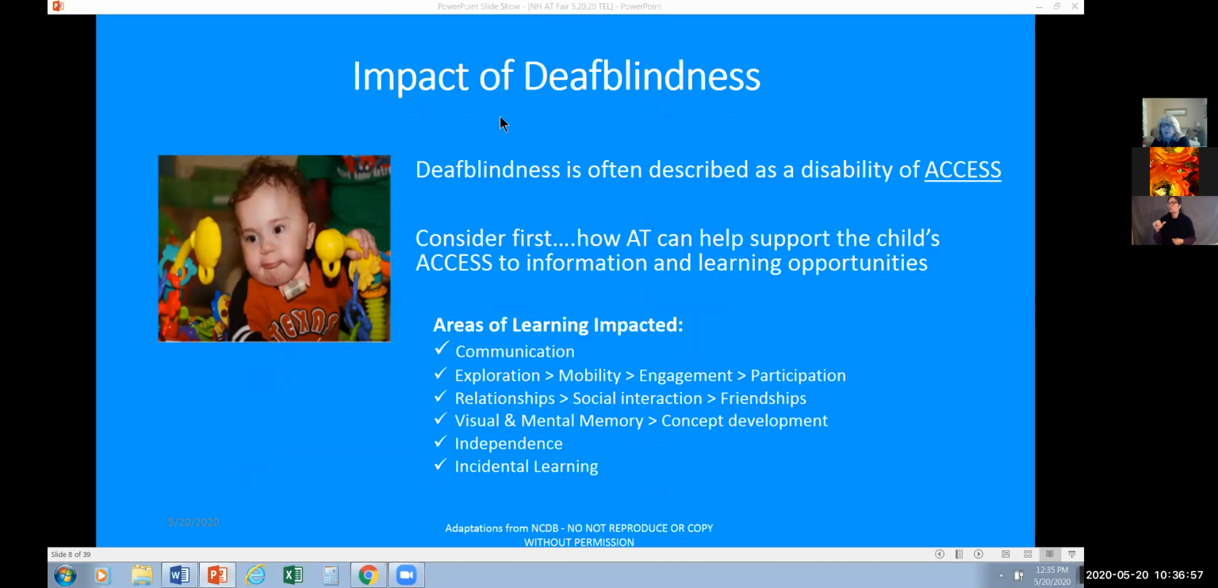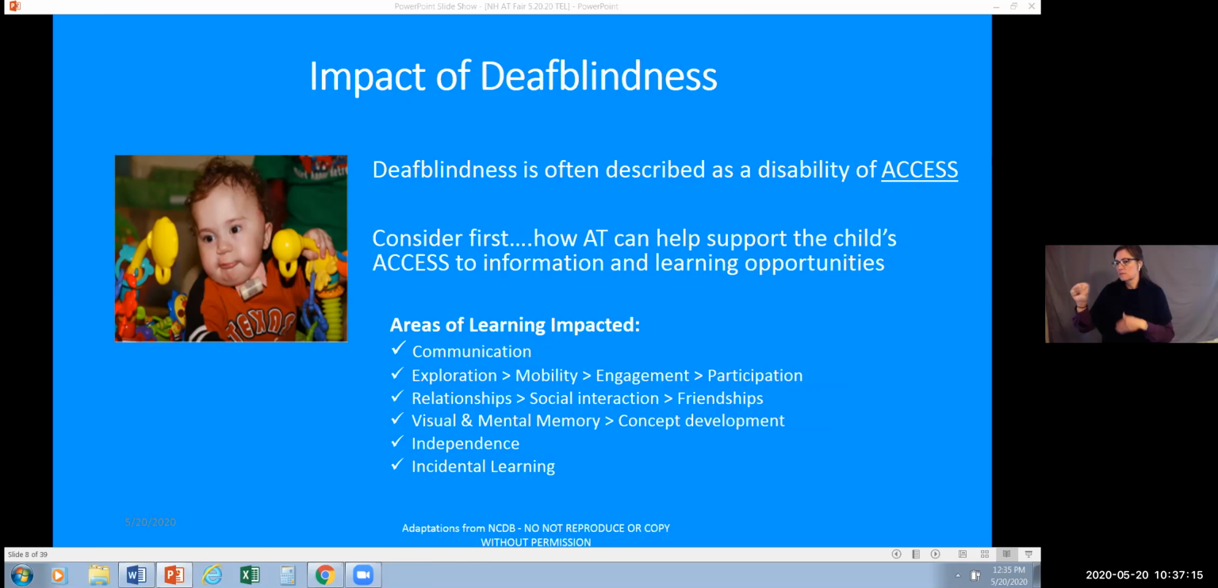Related to the impact of deafblindness, I think it's really important to touch on this when we're speaking about the whole topic of assistive technology for this population, because deafblindness is really often described as a disability of access, and you'll hear that a lot. So it's critical that the team think about how assistive technology can promote access in those key areas of communication, mobility, exploration, participation in the environment, building relationships, social interaction, certainly concept development, building independence, and helping to support incidental learning that happens throughout the day.